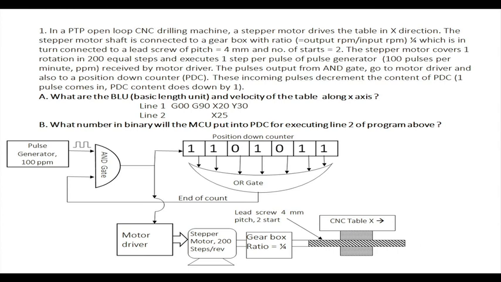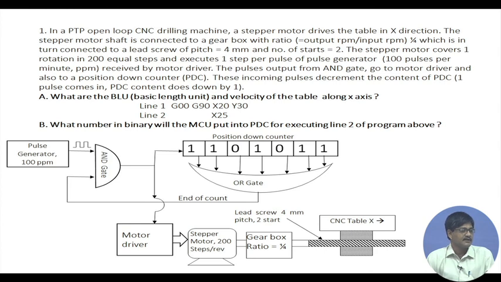These incoming pulses, that means incoming into the position counter, decrement the content of the position down counter. In what way? One pulse comes in and the position down counter content goes down by 1. The questions are: what are the basic length unit and velocity of the table along x axis? Second, what number in binary will the MCU, that means machine control unit, put into the position down counter for executing line number 2 of the program above?